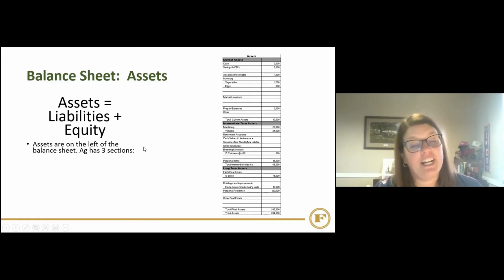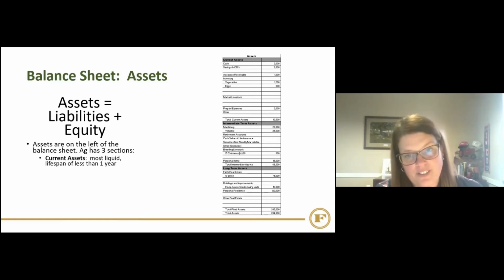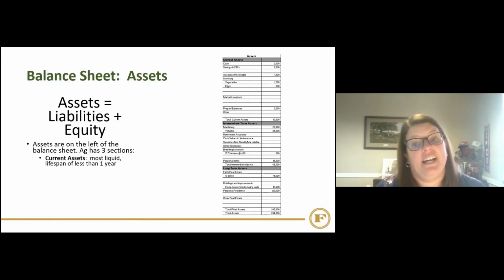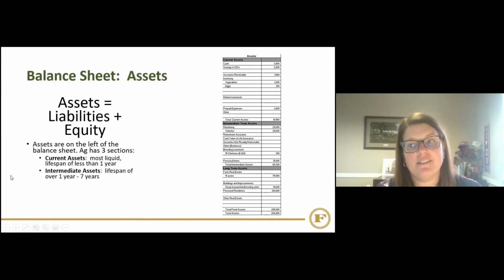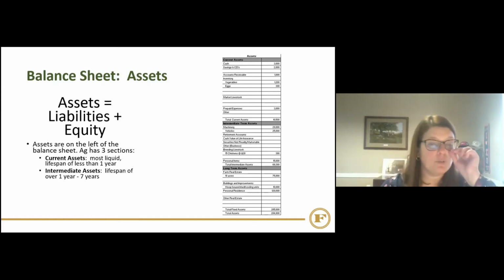As I have mentioned, and I will mention again because it's important, assets are on the left, and in ag there are 3 sections. The first being current assets. Current assets are the most liquid of your assets. That means they are the most easily converted into cash or are cash, and generally have a lifespan of less than a year. Below the current section are the intermediate assets. These assets usually have a lifespan of 1 to 7 years, or it's something that could last past the 7 years, but if you need to quickly get cash, you could sell them in a couple of days without too much paperwork or anything like that.